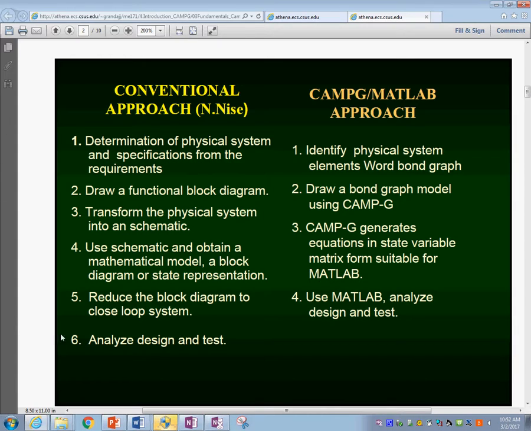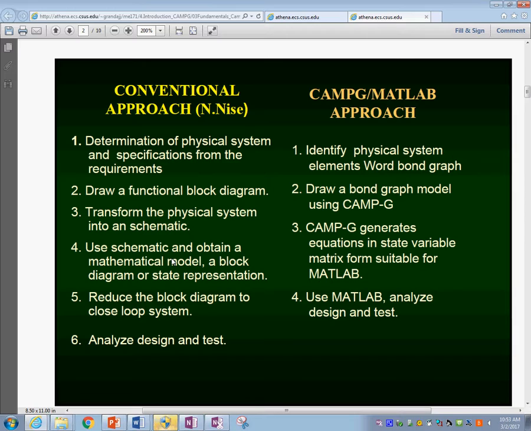I took this approach from Norman Nise, who is an author of the control systems book, and summarized the steps of doing a model. One is determination of a physical system and the specifications, the requirements. Then draw a functional block diagram. Before you do this functional block diagram, you have to have the equations of motion of the system. Otherwise, you cannot do it because block diagrams represent equations.